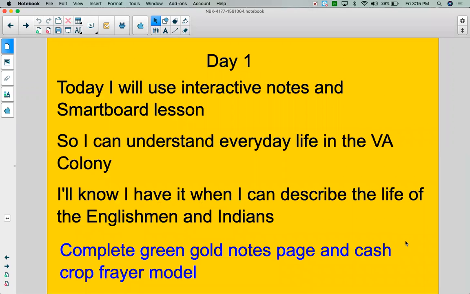Okay, so here are our objectives. Today I will use interactive notes and a smartboard lesson so I can understand everyday life in the Virginia colony. And I'll know I have it when I can describe the life of the Englishmen and the Indians. We will be completing the green gold notes page and cash crop Frayer model.